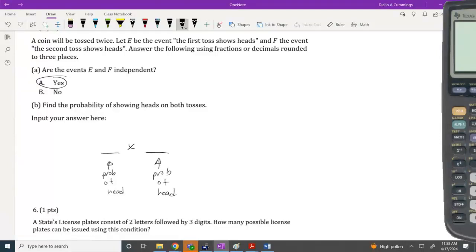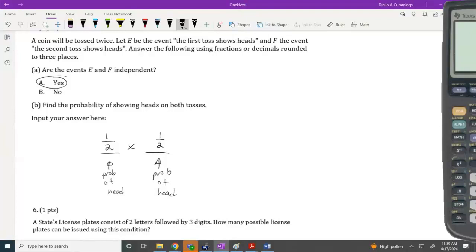Now if you have a coin, what would be the probability of flipping a head? Well, if we use that fraction, the part over the whole, there are two outcomes, either head or tail. That's the denominator. The numerator is how many heads are possible? One. So the probability is a half. What's the probability of a head for the second toss? Also 1/2, because the two events are independent.